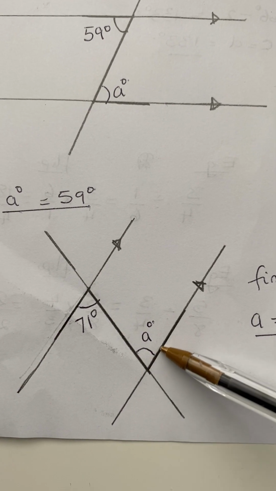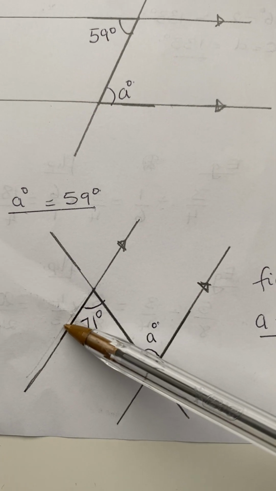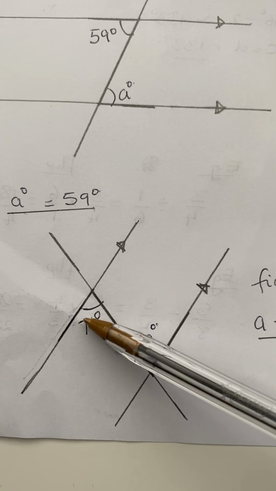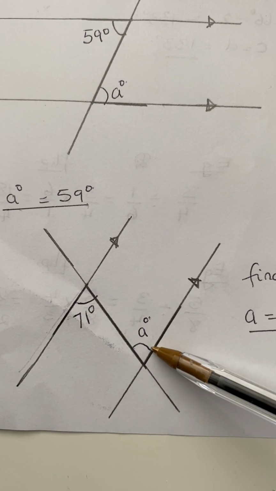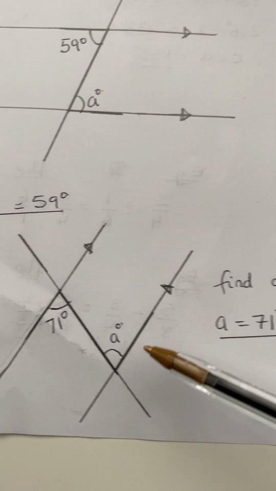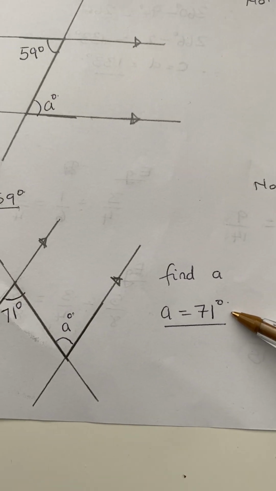Okay, if you can watch the video for me. So this is the Z. Okay, so if this is 71, A here is 71. Okay, so straight away A is 71.